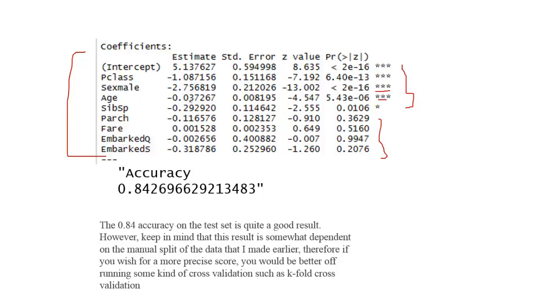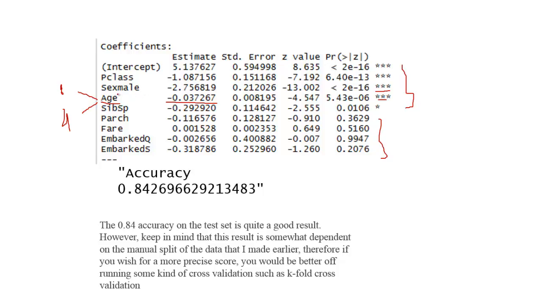So for age, what does this minus 0.037267 say? What does this age thing tell me? Age consists of two kinds, lower and older age. There's a negative coefficient here. So it tells me there is less chance of surviving for older persons than younger persons.